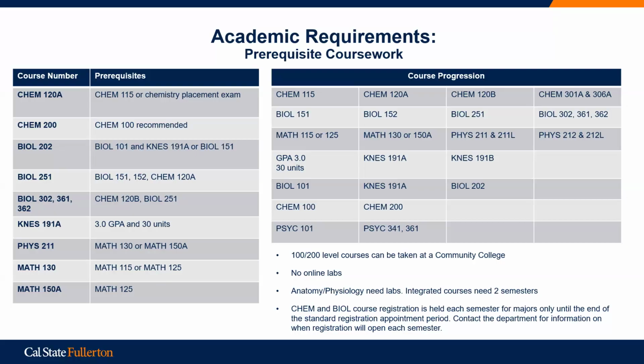And finally, chem and bio course registration, particularly for the Gen Chem and Gen Bio series, is held for registration each semester for majors only, so like NSM majors only, until the end of the standard registration appointment period. You can contact each department, so the chemistry and the bio department respectively, for more information on when registration will open each semester to non-majors.